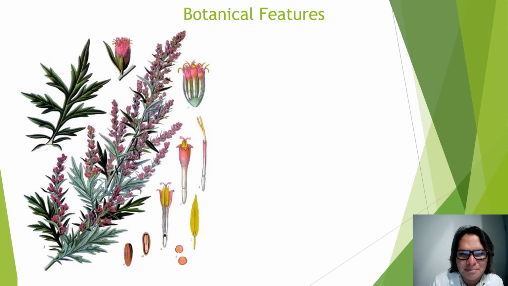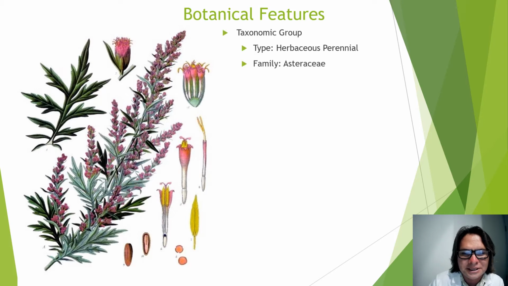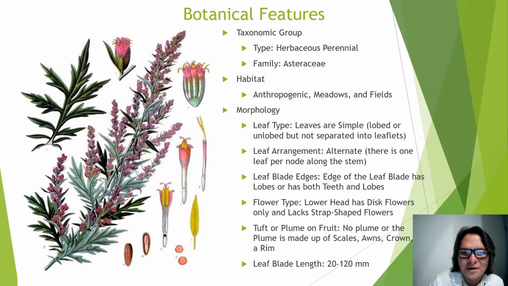Here's a sketch of the mugwort plant, and we'll go over some of the botanical features. The taxonomic group type is herbaceous perennial, and the family is Asteraceae. The habitat is anthropogenic, mostly found in meadows and fields. And the morphology: leaf type, leaves are simple. Leaf arrangement, alternate. Leaf blade edge has lobes or has both teeth and lobes.